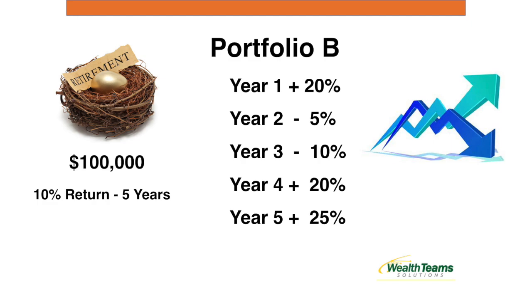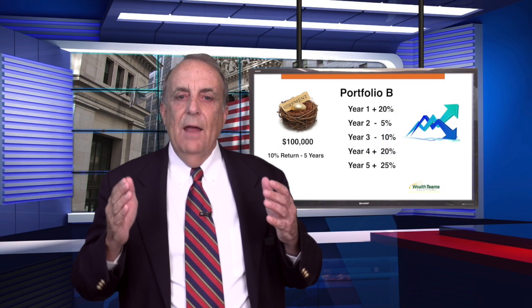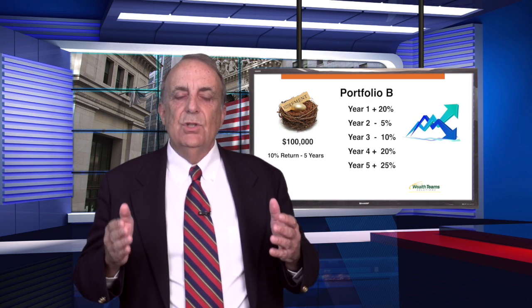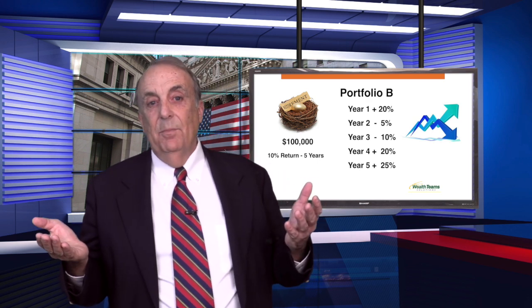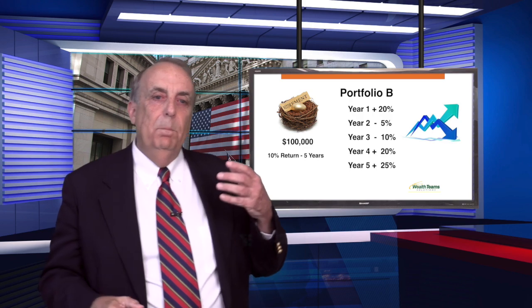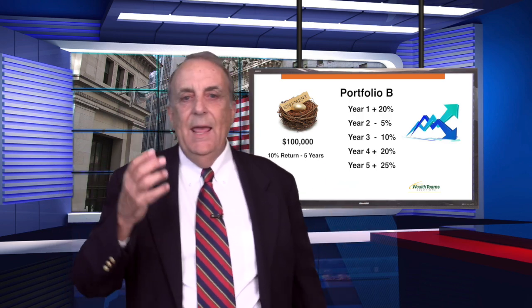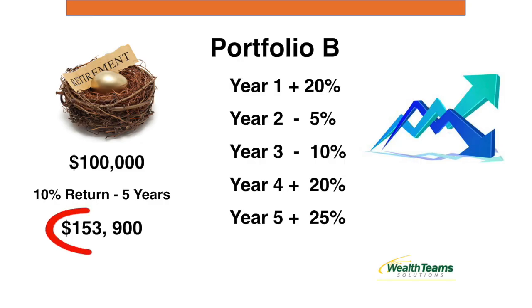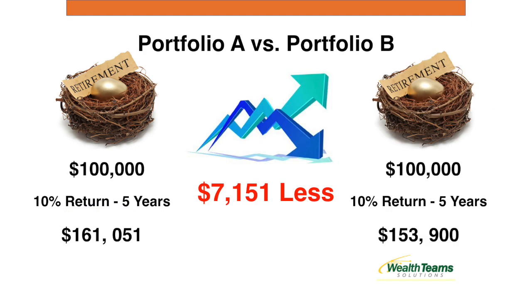So both portfolios, A and B, achieved an annualized return, average return, of 10%. So you would expect that they'd be the same. But remember, B had volatility, A had no volatility. And so your $100,000 invested in portfolio B is now only worth $153,900, $7,151 less than portfolio A.